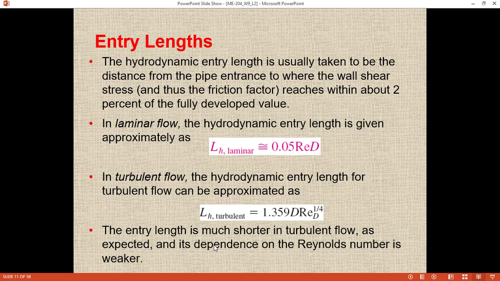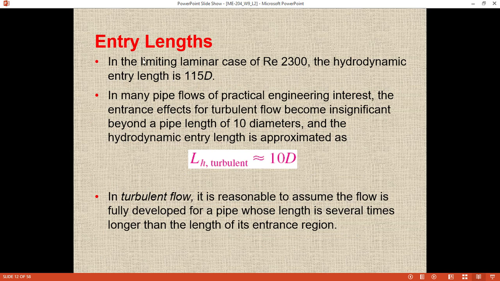The entry length is much shorter in turbulent flow as expected, and its dependence on the Reynolds number is weaker. So in the case of turbulent flow, the entrance length will be smaller. In the limiting laminar case, if the flow is laminar and the Reynolds number is 2300, the hydrodynamic entry length is 150 diameters.